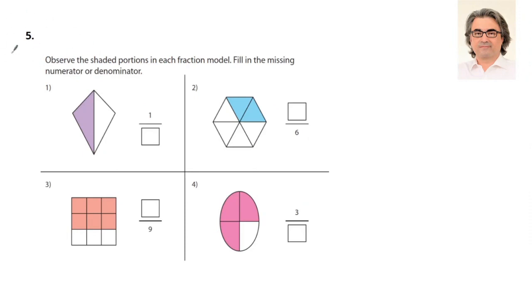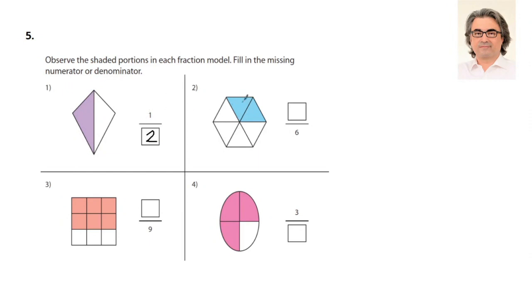Let's come to the fifth question. Now observe the shaded portions in each fraction model. Fill in the missing numerator or denominator. Now I have this whole and I divide it into 2 equal parts, and one of them is colored. There are 2 equal parts in the whole, so I should write here 2. Only one of them is shaded, so here 1 is written.